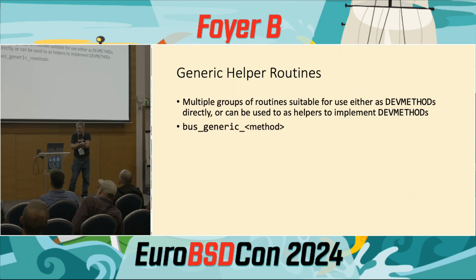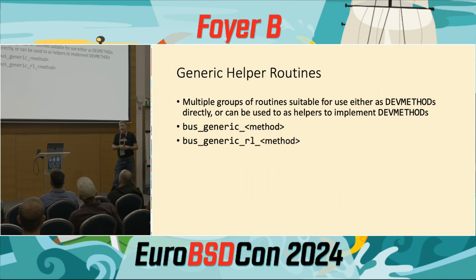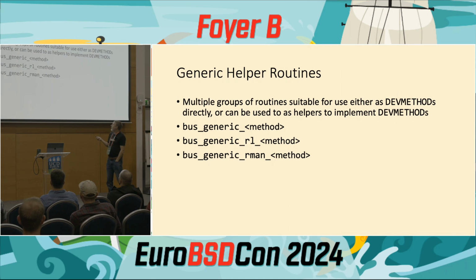And we have a couple of different groups of these. The first one, and I'm going to talk about all three of them, is named bus generic and then the name of the method. There's a bus generic RL, and then the name of the method, and then one that I added this past year is bus generic rman, and then the name of the method. But we're going to walk through each one of these individually.